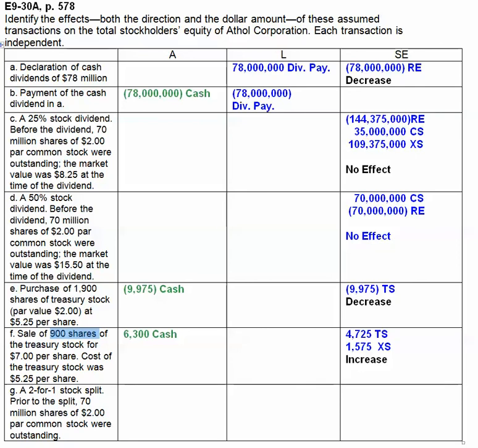Lastly, a 2-for-1 stock split. There's no entry. There's no effect on stockholders' equity. The makeup of the stock will change. The par value will equal just $1 instead of 2, because you're getting twice as many shares, so there's no longer just 70 million out there. There'll be 140 million. So although the makeup of the shares that are out there differs, the total stockholders' equity is not affected.